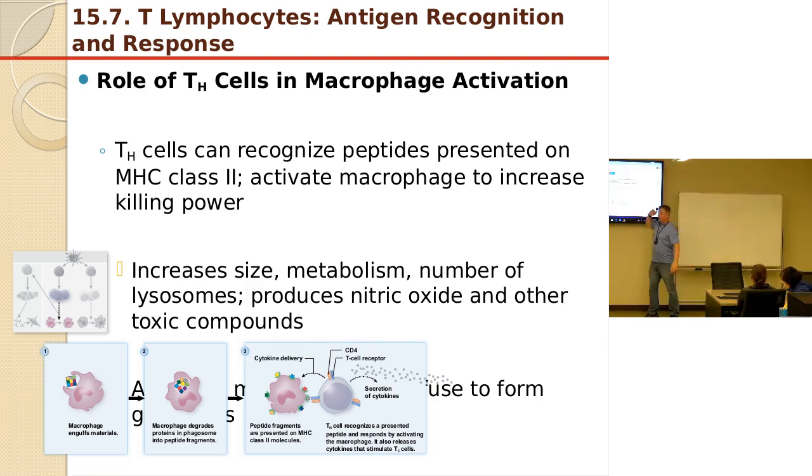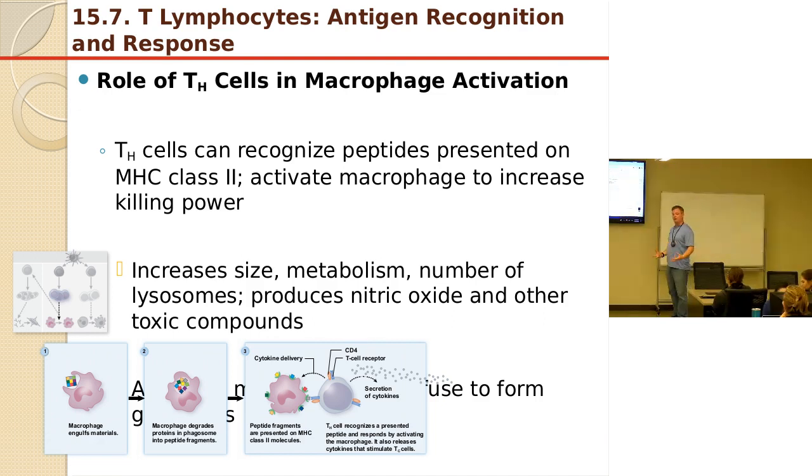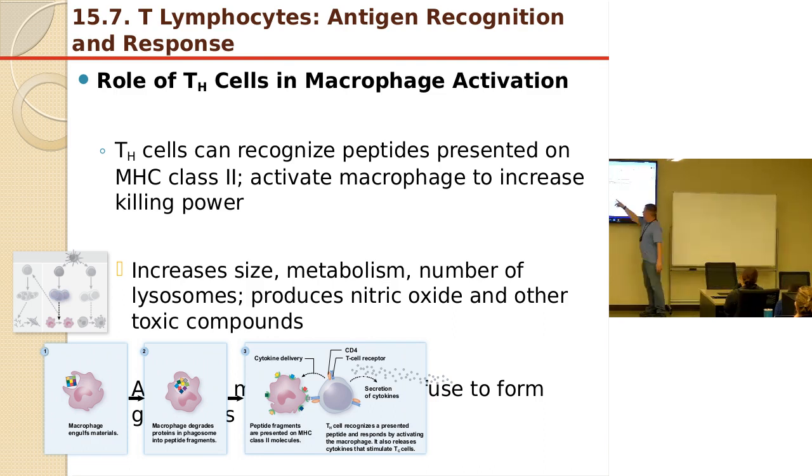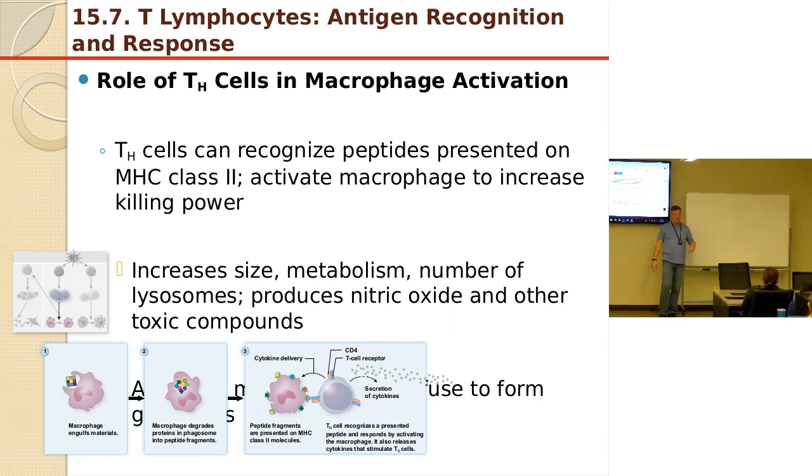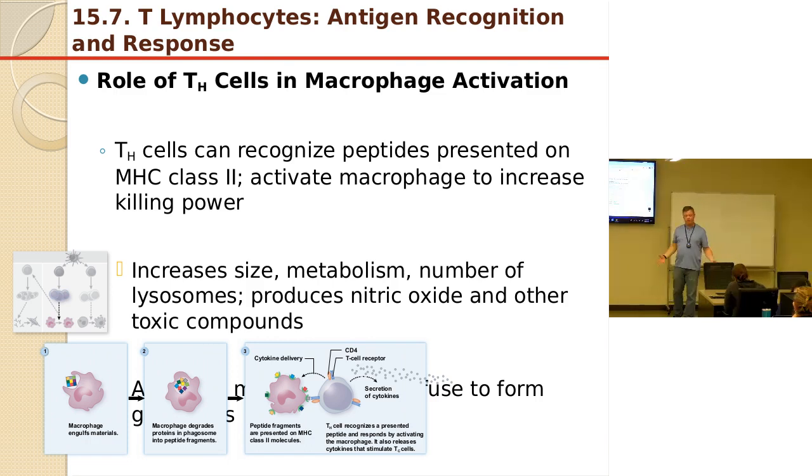Is it the T cell that's increasing size or the macrophage? The macrophage. The T cell is giving the signal. It's saying, hey, you go and become bigger and faster and stronger. The T helper cell is just producing those cytokines, and the macrophage is receiving them, getting that signal to become bigger, so it can phagocytize more. Metabolism is able to process faster. Number of lysosomes, that's important for the chewing up process, right? Those lysosomes are going to be what's actually doing all the chewing up. Producing nitric oxide and other toxic compounds also helps speed up the capability of it to destroy stuff.